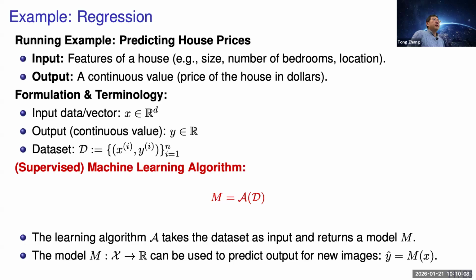In this, why are you writing the model as an algorithm over data? It looks like the same form as y hat equals m of x, because m at the end of the day is a function, right?